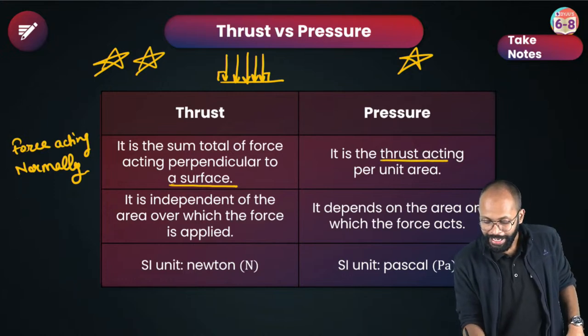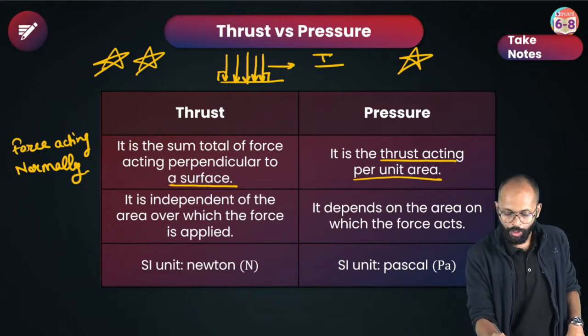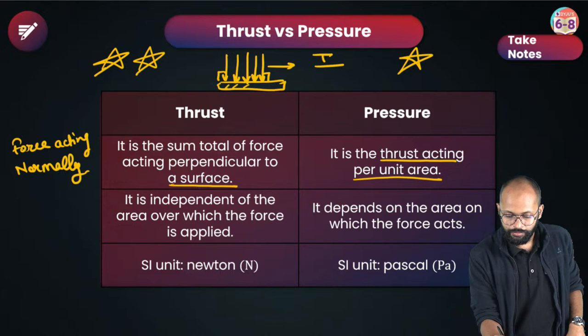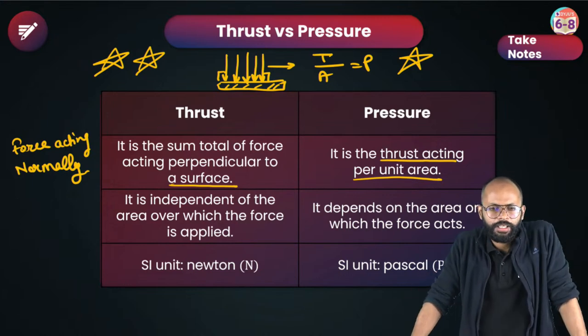It is the thrust acting per unit area. Total thrust upon total area is the pressure. Thrust upon area becomes pressure. Very easy, right? Correct? Yes.